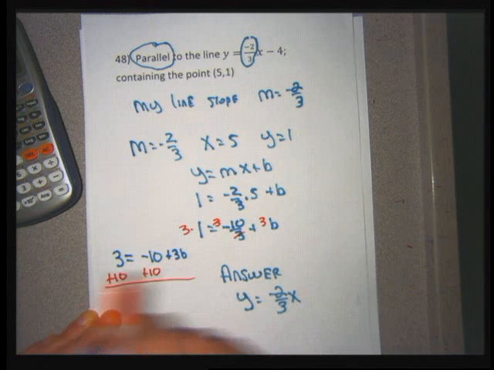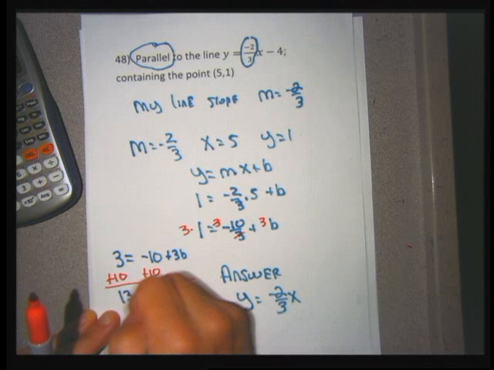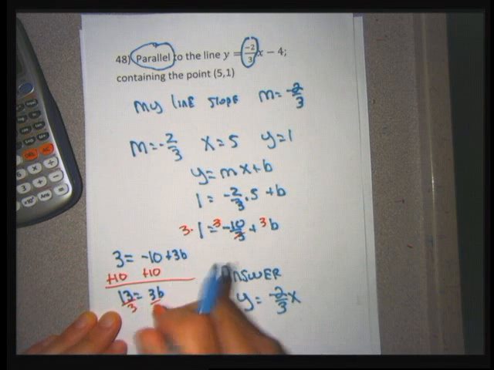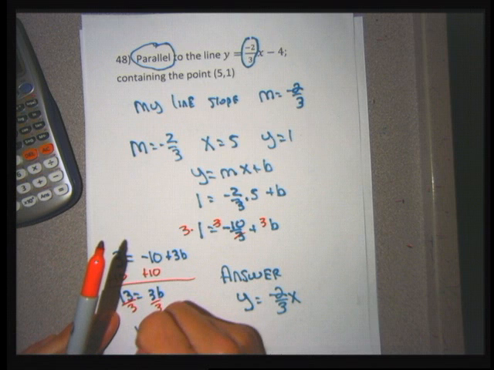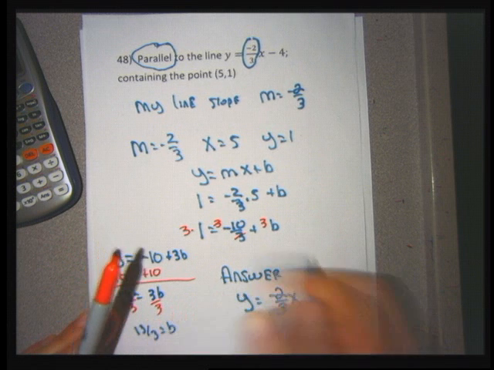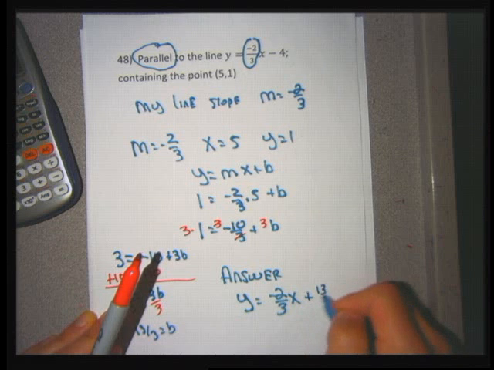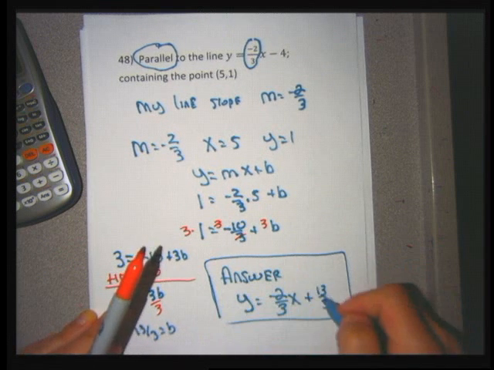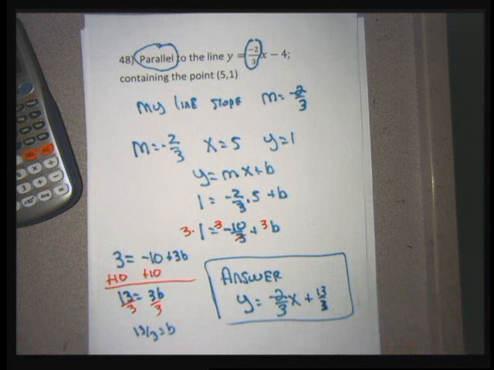When I do that, I get 13 equals 3b. Now I'm going to divide by 3. I'm going to get 13 over 3 equals b, and I'm going to put that b in my answer. So for all the problems where I'm finding equations of a line, my goal is to get an m and a b that fits the problem, and there's going to be something in the wording that's going to help me get both of those pieces or lead me to the algebra.